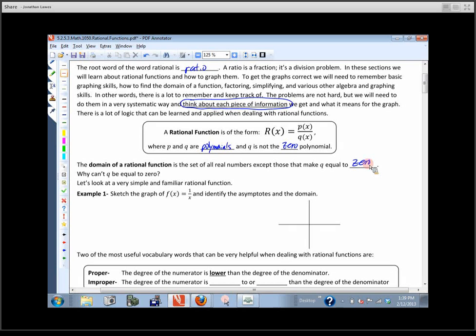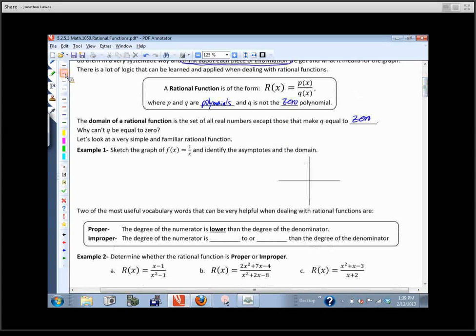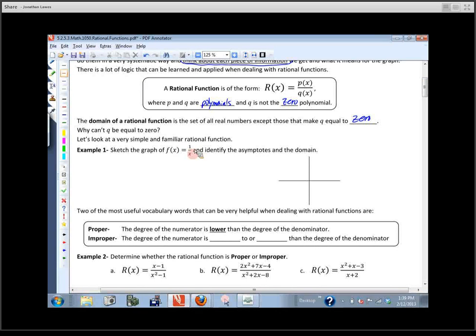Okay? So we're going to look at, to start with, a really simple and familiar rational function. Now, we didn't call it this at the time, but the function 1 over x, we called it the reciprocal function. That is a rational function because it's a polynomial on the top. It happens to be a degree 0 polynomial. It's just a constant. And on the bottom, I've got a degree 1 polynomial. Okay? So do you remember what this looks like?